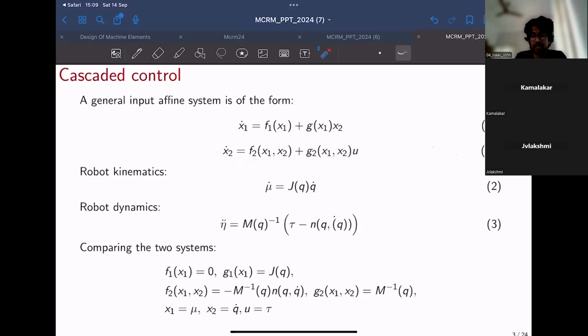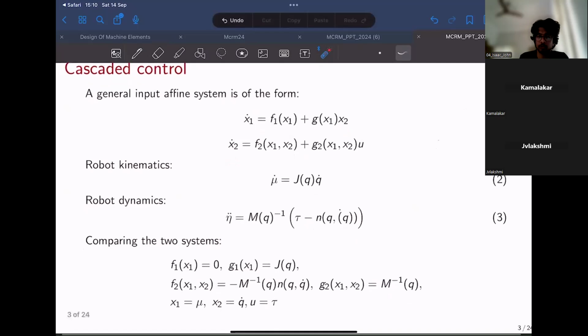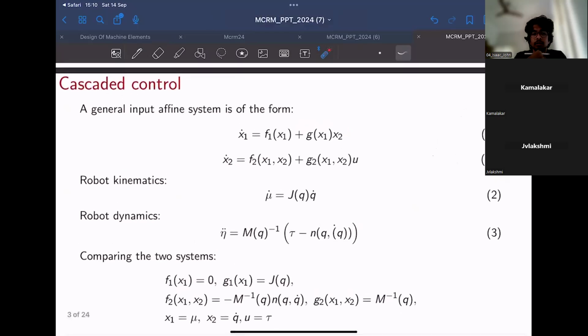But in a robotic system, that is not the case. Both of them are coupled. So you cannot directly use x2 as a control input to manipulate this system, because x2 is also a state vector of the second subsystem. So you cannot use x2 as a control vector. For that, you will have to use something that we will come across in the following slides.